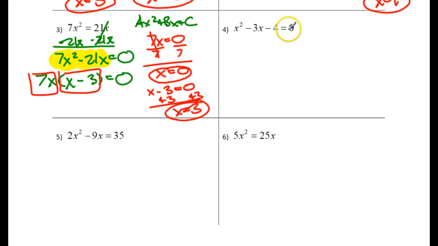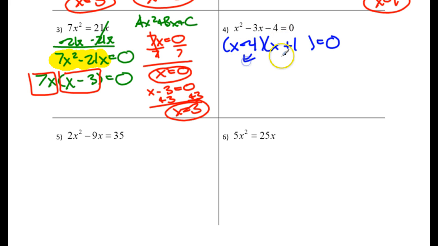This one's nice. It's already set to 0. I don't have to move anything around. I'm ready to factor. This one is easy to factor because the a term is a 1, so I don't have to do anything hard here. X squared is x times x. To make negative 4 by multiplying, but adding to make negative 3, would be negative 4 and positive 1. Negative 4 times positive 1 is negative 4. Negative 4 plus 1 is negative 3.